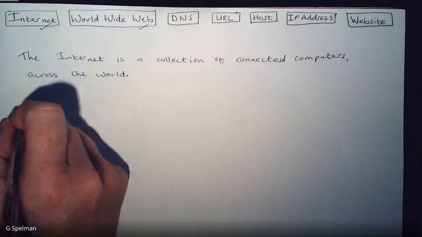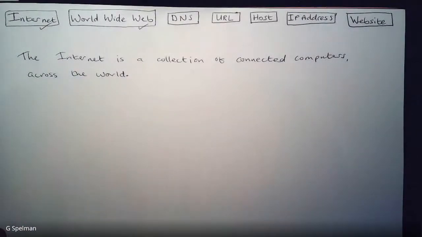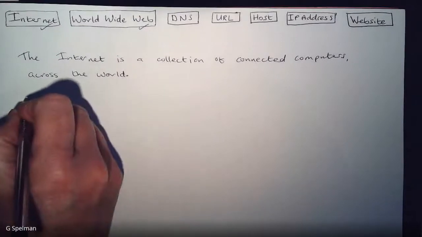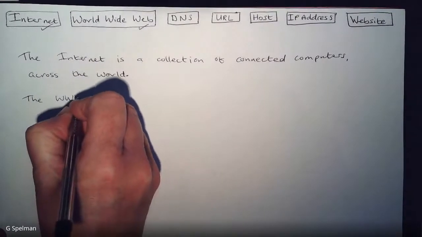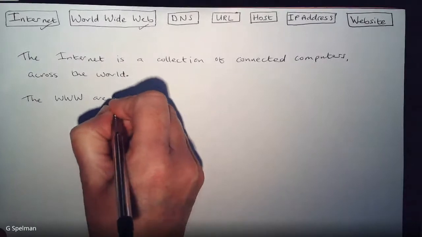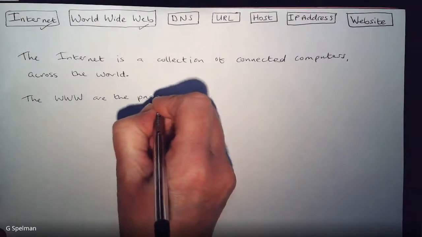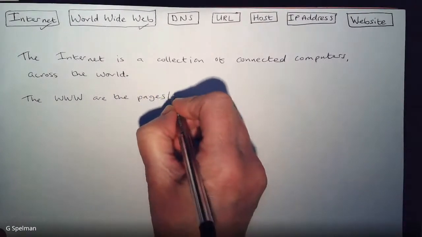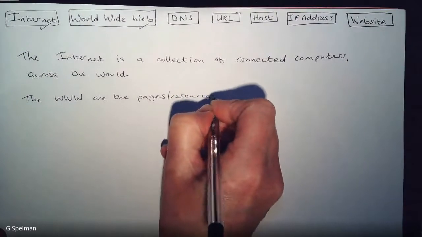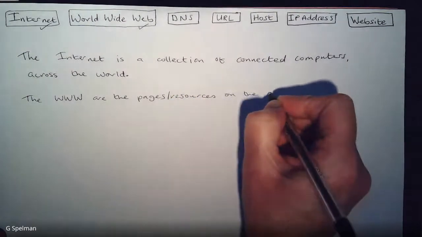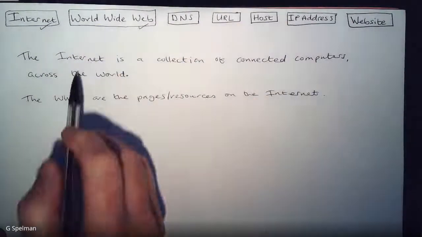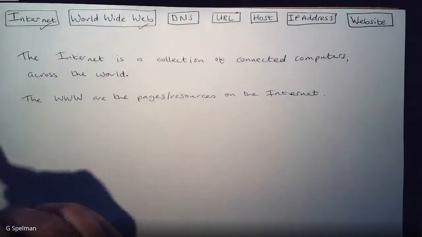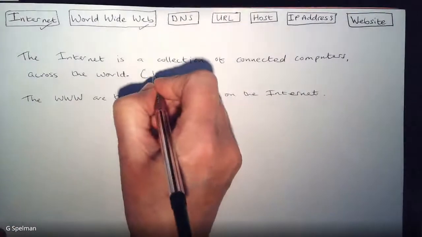But that's actually the pages of information or the resources that are on the internet. So the World Wide Web are the pages, resources on the internet. So when we're talking about the internet, we're talking about the computers, the cables, the connections. We're talking about the infrastructure.